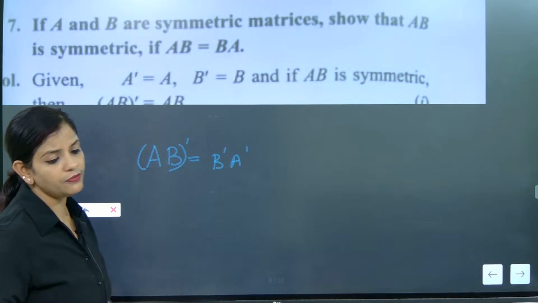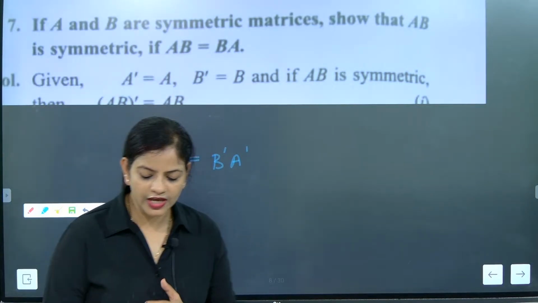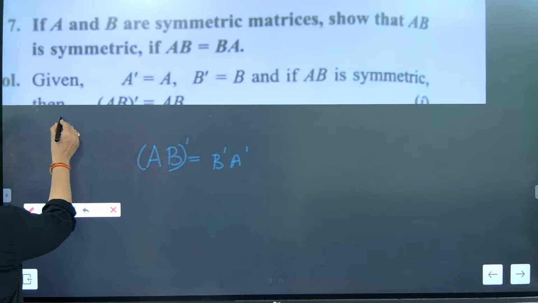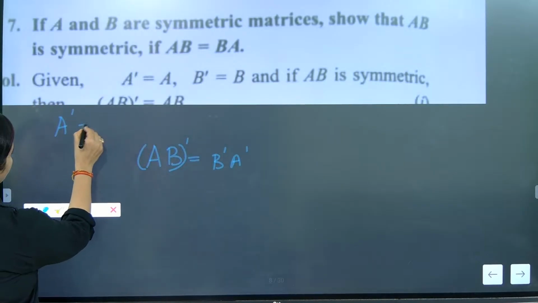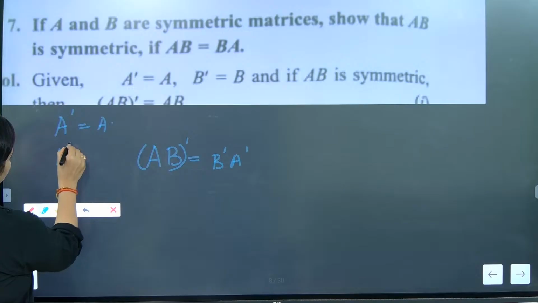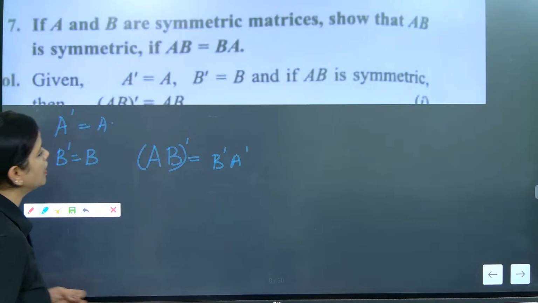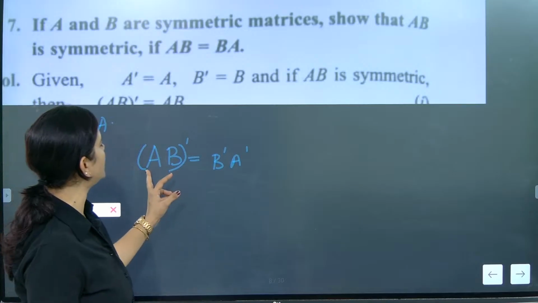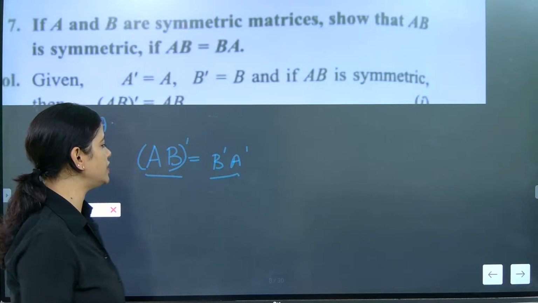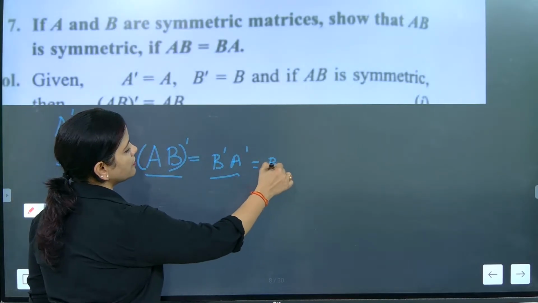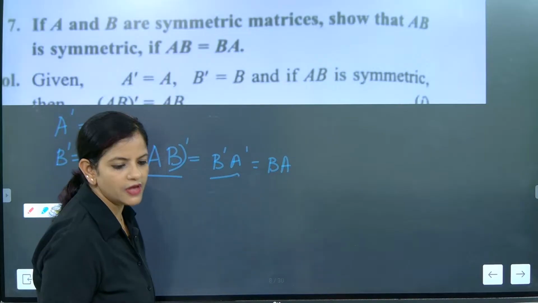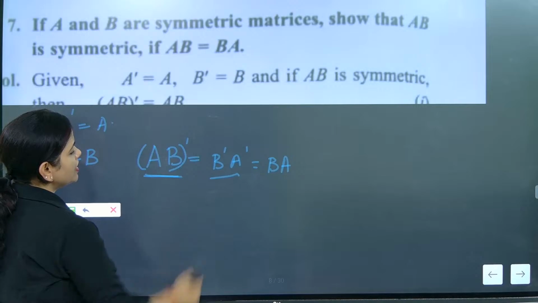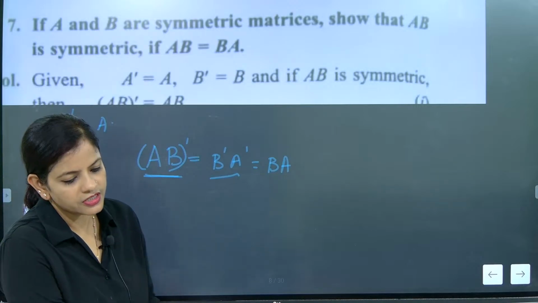Because A and B are both symmetric matrices, transpose of A will become equal to A and transpose of B will become equal to B. So since we know that these are symmetric matrices, the transpose of AB, which is B transpose A transpose, will become BA. So 100% this is the proof part.